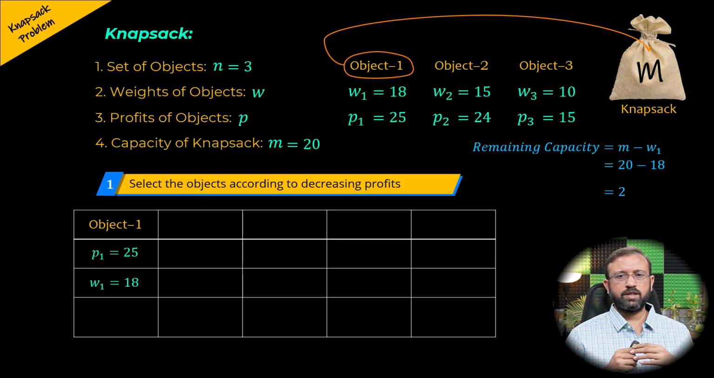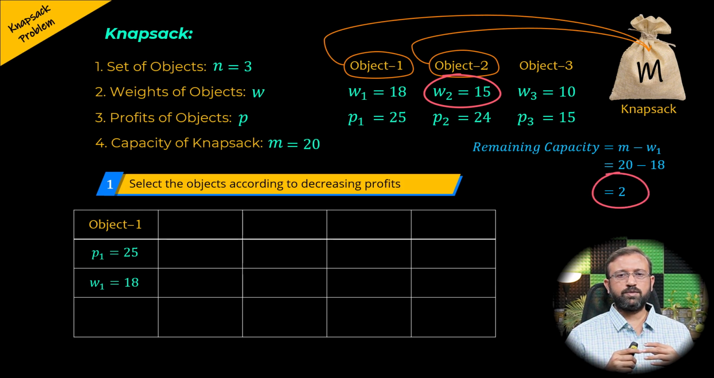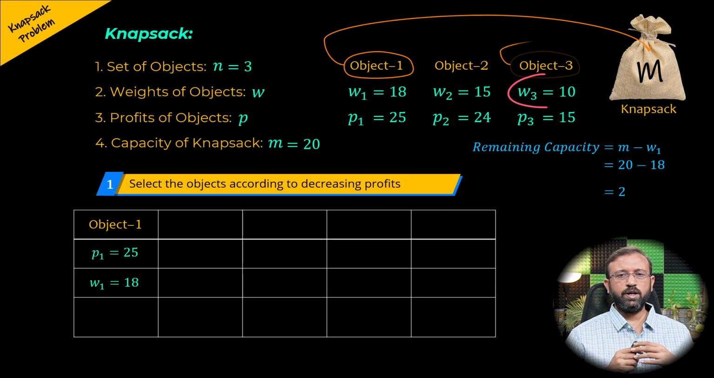Then, the question is, can we fill the knapsack with object 2, since it has the next maximum profit? The weight W2 of object 2 is 15, and the remaining capacity of the knapsack is 2. Therefore, the knapsack cannot be filled with the whole of object 2. Similarly, the weight W3 of object 3 is 10, and the remaining capacity is 2. Therefore, the knapsack cannot be filled with the whole of object 3. But since there is some capacity left in the knapsack, it can be filled with some part or portion of object 2 or object 3.